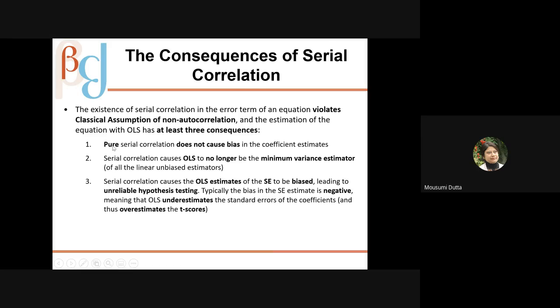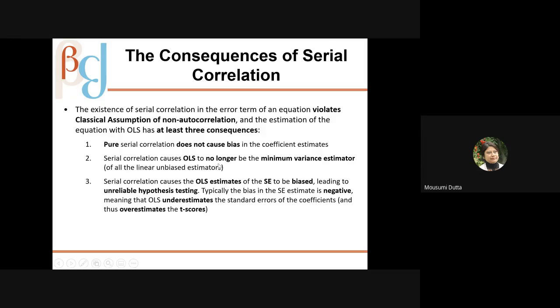Why do I mention pure? Because for other sources, omitted variable and misspecification, they themselves generate bias in the estimation process. You are familiar with the omitted variable bias. You are familiar with the bias in presence of misspecification. Okay. So if you consider those two sources, in those cases, there will be bias in the estimators. However, the source is not autocorrelation. The source is either the omitted variable itself or misspecification itself.